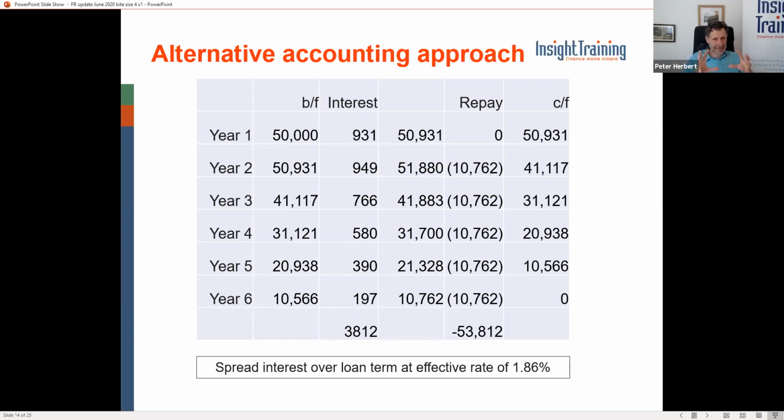There's no contractual obligation on the entity, and you therefore spread over the full 6 years the remaining interest of 3,812. Now, it's not cast in stone. The different approaches remain to be seen, as time goes on, how this actually plays out. But that, to me, is the two approaches you could adopt.